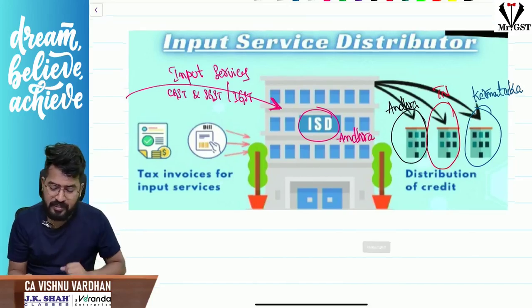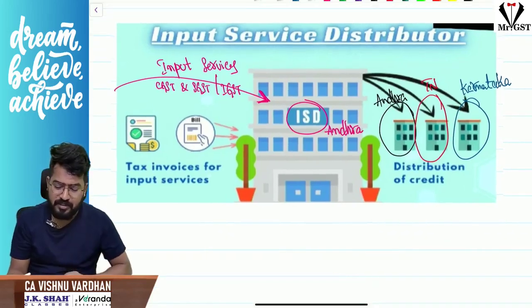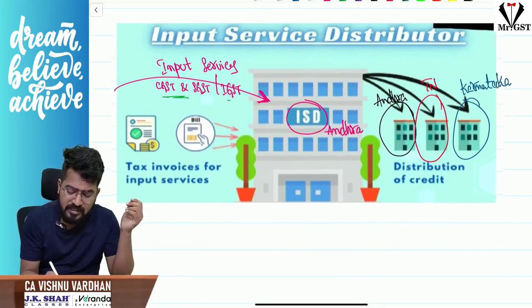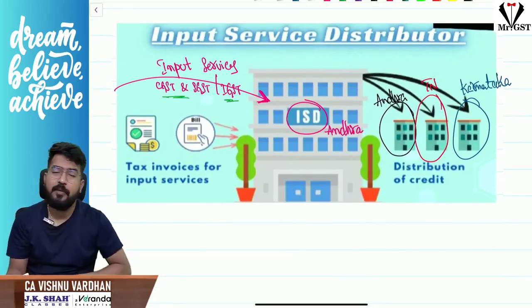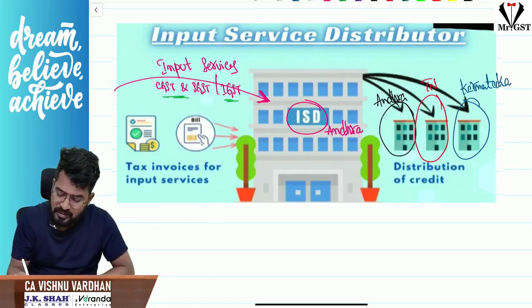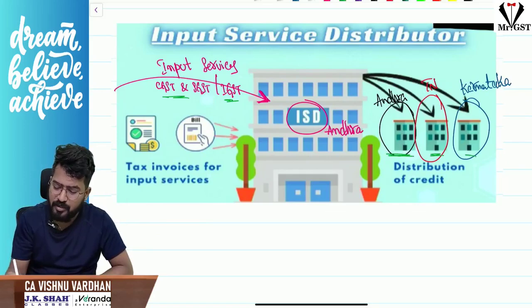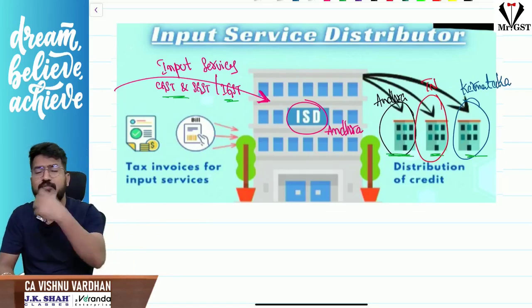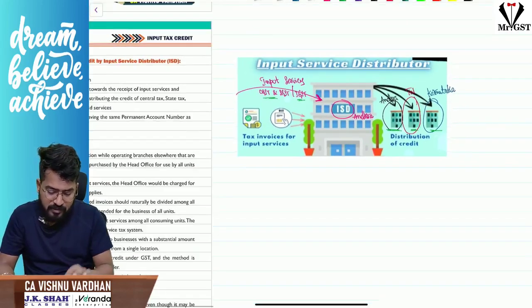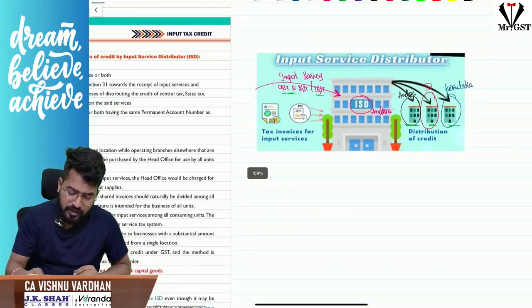Now see, for example, there is an administration office in Andhra Pradesh which is receiving input services, and they might be paying CGST, SGST, or IGST, whatever it is, when they are procuring the services, correct? That they can distribute to branches, like the branches are in Andhra, Tamil Nadu, and Karnataka, imagine. So for those branches, they can distribute the credit. Clear?